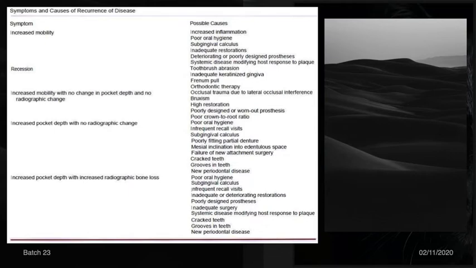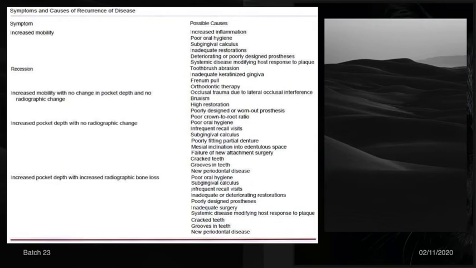If the symptom is recession, then the possible causes for recession will be tooth abrasion, inadequate keratinized gingiva, a frenal pull, or the patient is on orthodontic treatment. Increase in mobility with no change in pocket depth or radiographic changes, then you have to think about trauma from occlusion, either primary or secondary, or bruxism, or if there is a recent restoration, you have to check for a high point in the restoration or a poorly designed prosthesis.